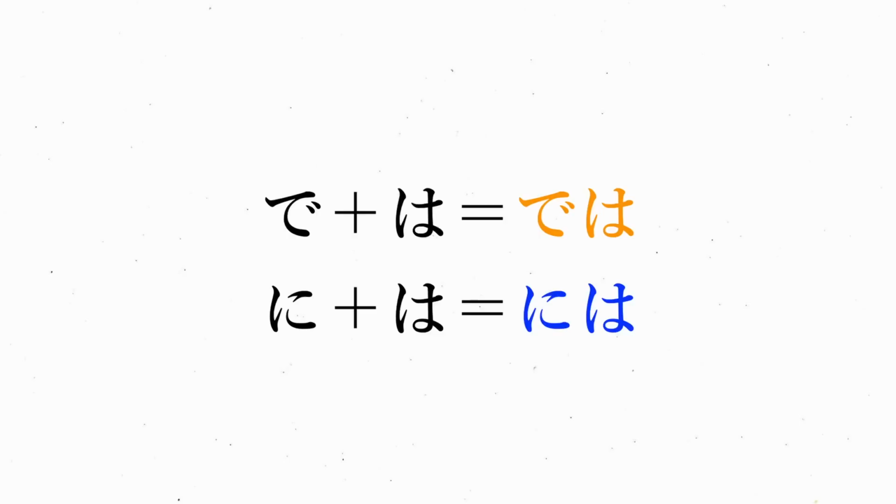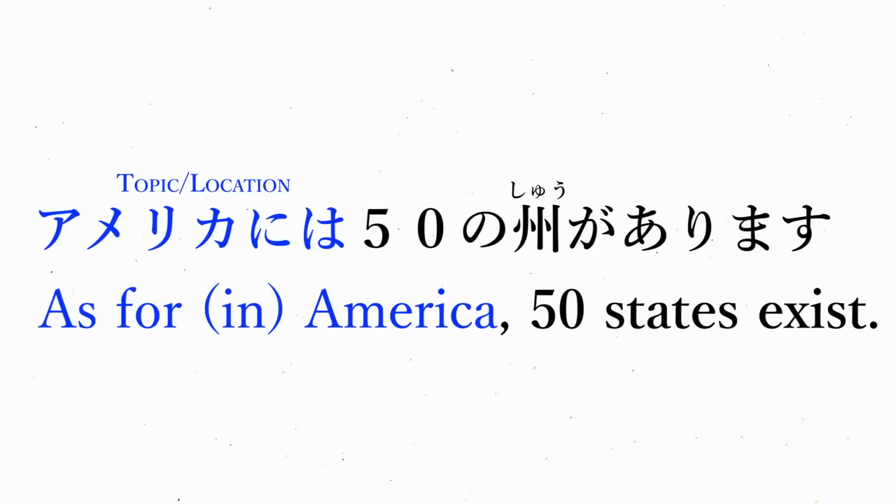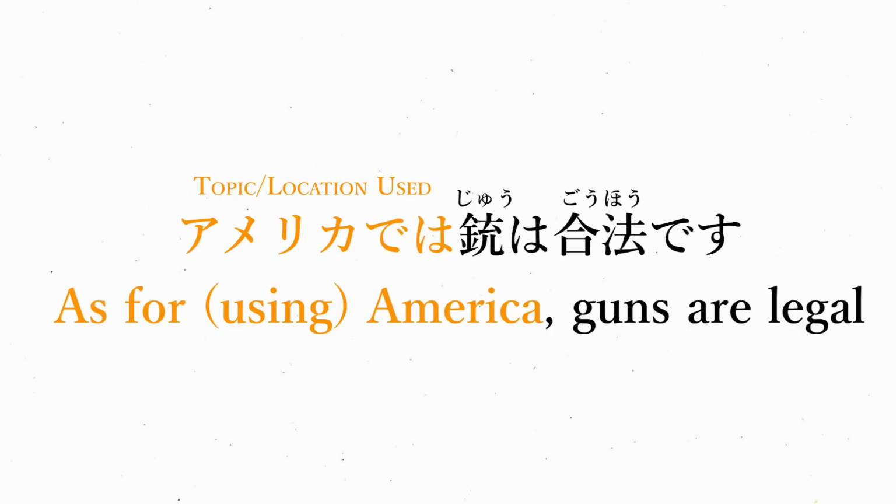De can be combined with wa to make dewa, and ni can do this too. The usage of ni and de stays the same, but adding wa makes the clause the topic of the sentence. Let's take this sentence. アメリカには50の州があります. America has 50 states, literally translated as for in America, 50 states exist. アメリカでは銃は合法です. In America, guns are legal. You use de here because America is the location being used for legal guns. It's confusing, but it's how Japanese works.